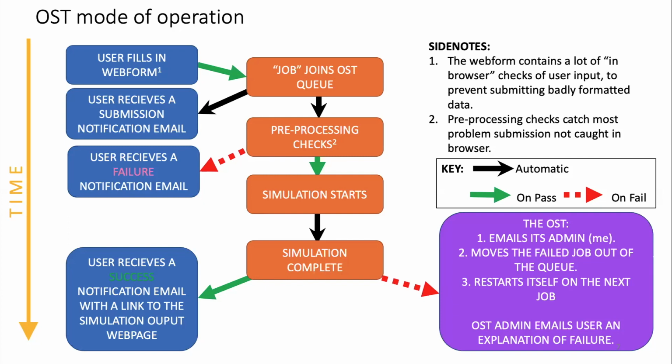Software we have running monitoring the system will email the OST admin, so me, to tell me that there is a problem, or whoever's looking after it at the time. It will then move the failed job, so your job, out of the queue, and then it will restart itself, so the OST will start running again. We move your job out of the queue so that the next job in line can proceed, so people aren't left waiting, because typically this happens at 2:30 in the morning UK time, so I'm not going to get to the office for several hours to fix this.